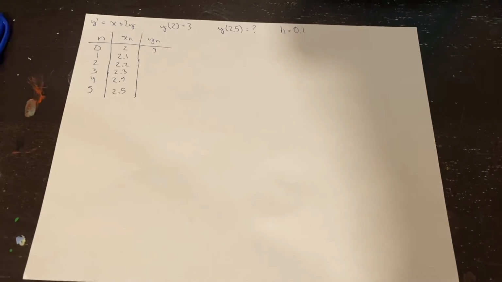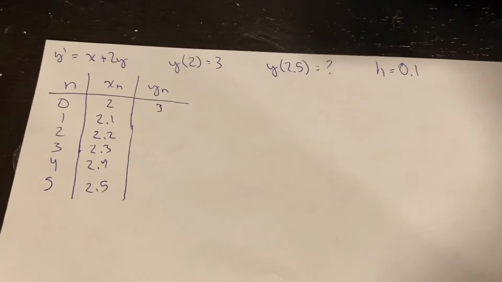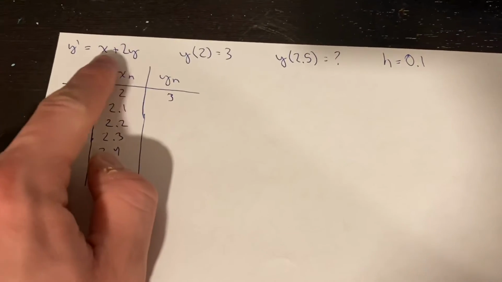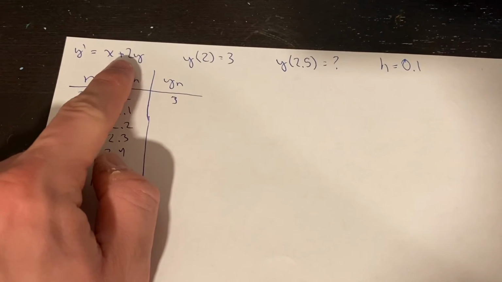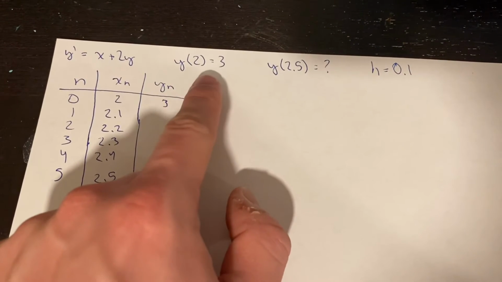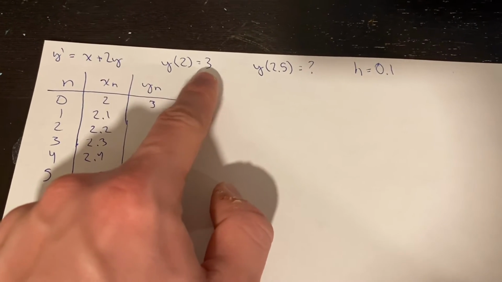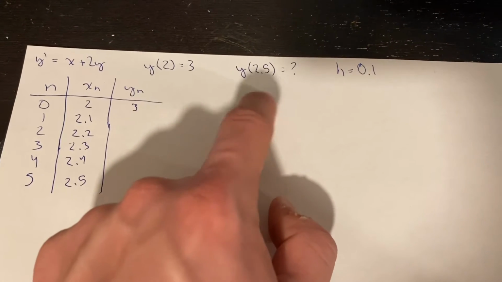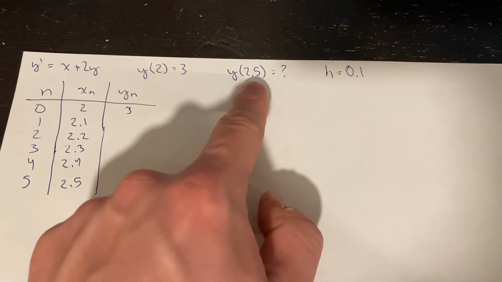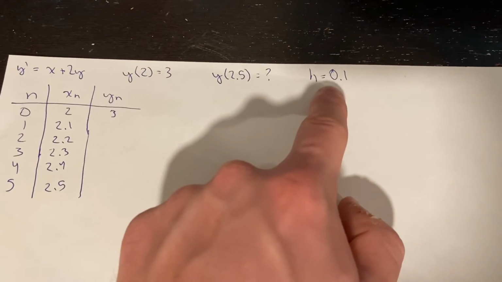So here is a more challenging example. We have the function y prime equals x plus 2y. We have the initial condition where x is equal to 2 and y is equal to 3. And we're trying to find y when x equals 2.5. And the step size is 0.1.